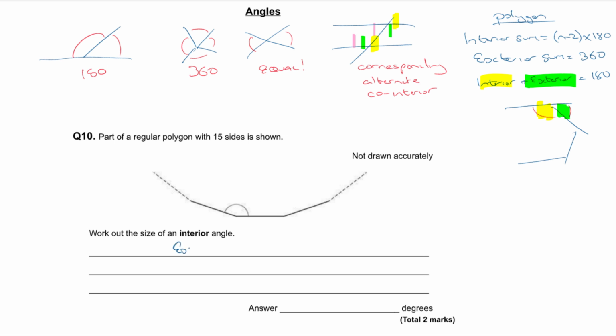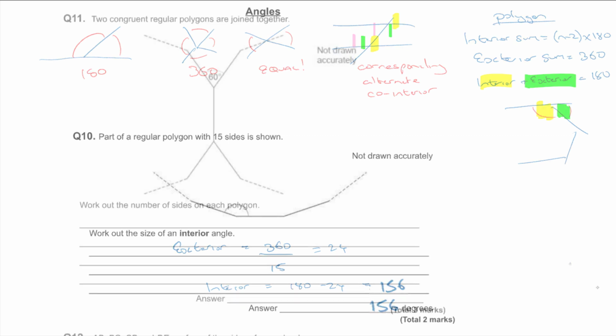So I just work out exterior first. Exterior equals 360 divided by the number of sides, which is 15. 360 divided by 15, that's 24. And so the interior, that's going to be 180 minus 24, because they sum to 180 degrees. And that equals 156. So that's 156 degrees.